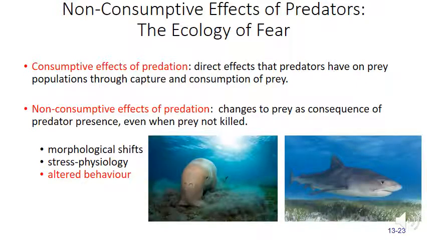So the third category of non-consumptive effects of predation is altered behaviour. And a good example of that comes from the relationship between dugongs and their predators, tiger sharks, off the coast of southern Australia in Shark Bay.